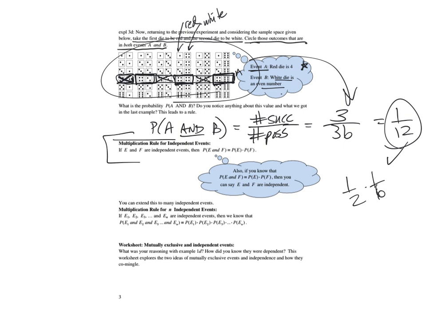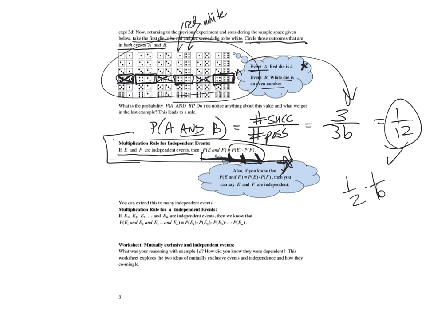This leads us to a wonderful little rule called the multiplication rule for independent events. It says if E and F are independent events, like our A and B were up above, then the probability of E and F both occurring is equal to the probability of E times the probability of F. So we can take those individual probabilities and multiply them if you know they're independent.